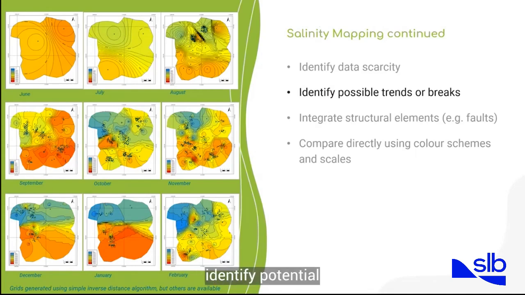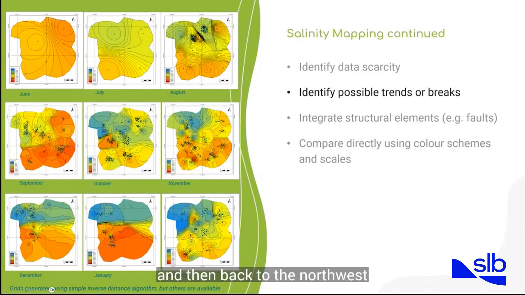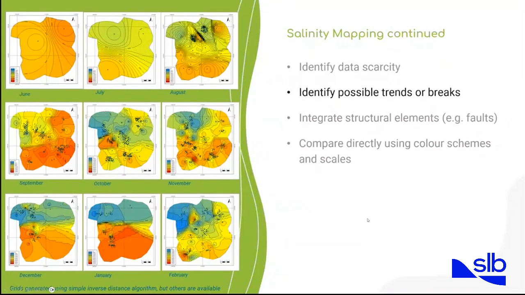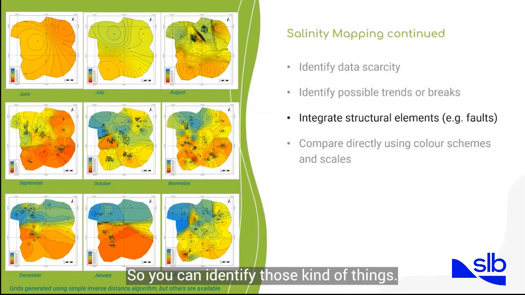And we're able to identify potential trends from month to month. You can see lots of low values on the northwest side here, but the south and east sides are very high values. And then by the time we're getting into the later stages of this, it's actually north-south, and then back to the northwest-southeast trends. What does that mean? It's a way for you to highlight and question the data, question the wells. What should I be seeing right now? So you can identify those kind of things.